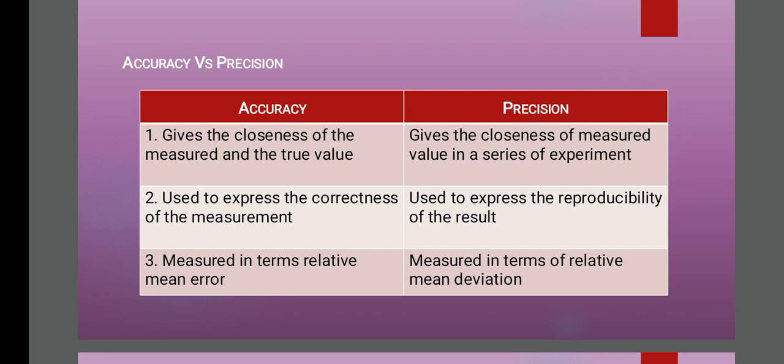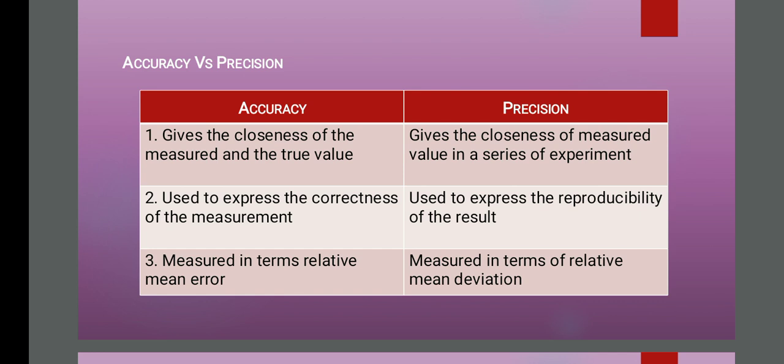So first point is, closeness of the measured value with the true value, we call it accuracy, and if the measured value is repeatedly coming in a series of experiments, we call that precision. And second point is, accuracy is used to express the correctness of the measurement, and precision is used to express the reproducibility of the result. And last point is accuracy is expressed in terms of relative mean error, and precision is expressed in terms of relative mean deviation. Next topic you are going to see is error analysis.